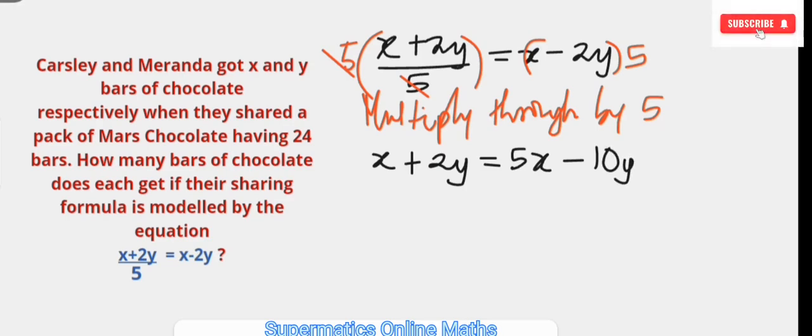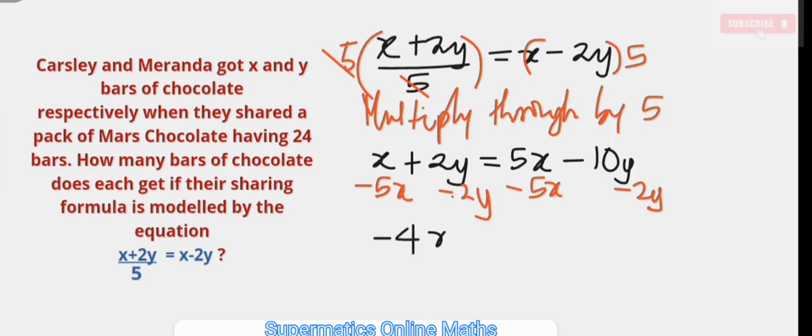In order to have a ratio, we can place the x variable on the left while the y is placed on the right. And this can be achieved by subtracting 5x from both sides, and at the same time subtracting 2y from both sides. Doing this means that we're going to have negative 4x on the left, while on the right it is going to be negative 12y.